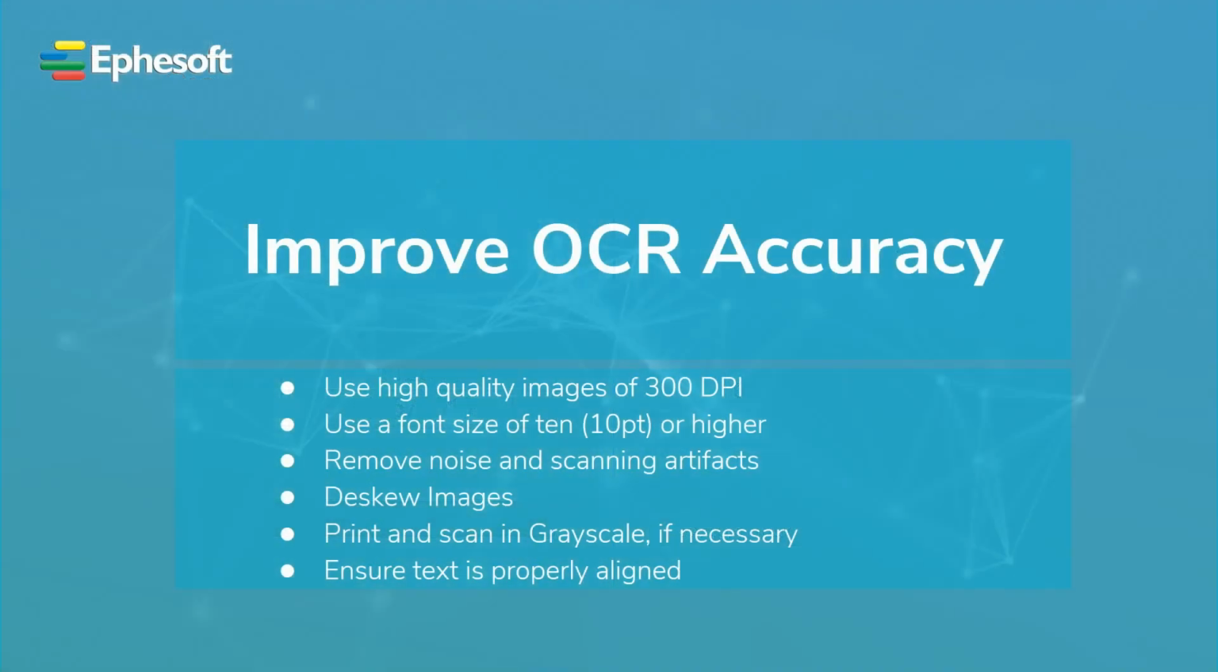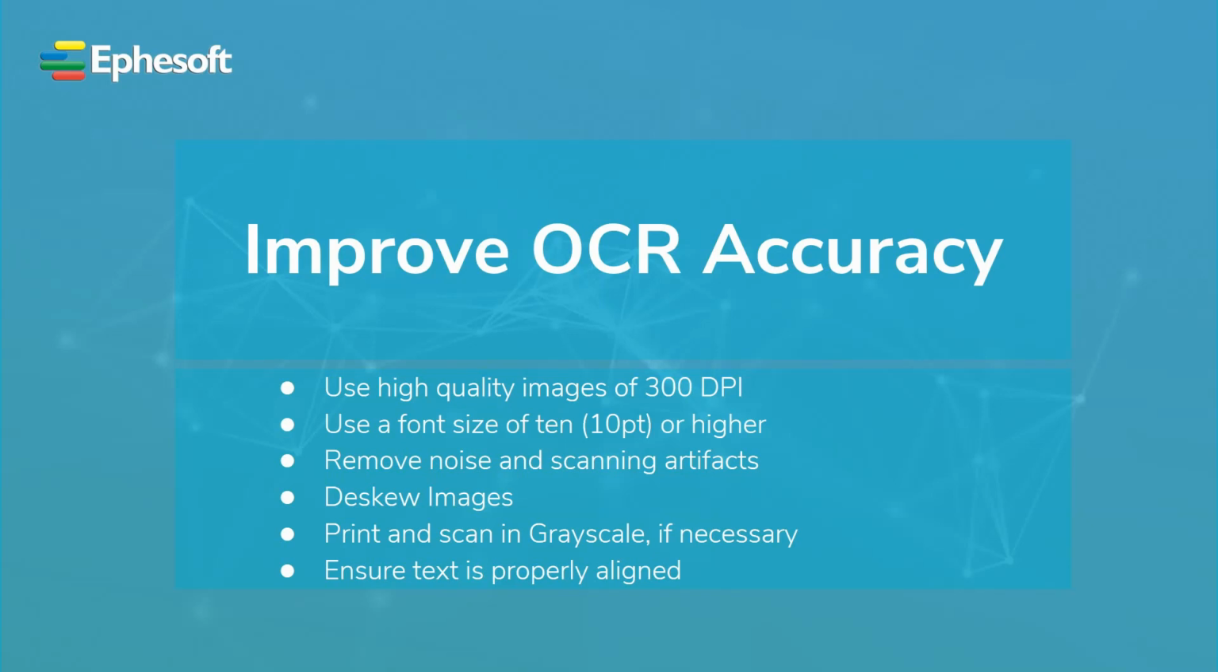The next item we'll cover in this tutorial is how to improve the OCR accuracy. The first way to improve OCR accuracy is to use a high quality image of 300 DPI or greater. Another way, if you have control, would be to use a font size of 10 point or greater. A third method is to print and scan in grayscale. A fourth method is to remove noise and scanning artifacts at scan time. Also, deskew the images at scan time to ensure that text is aligned properly in the image.